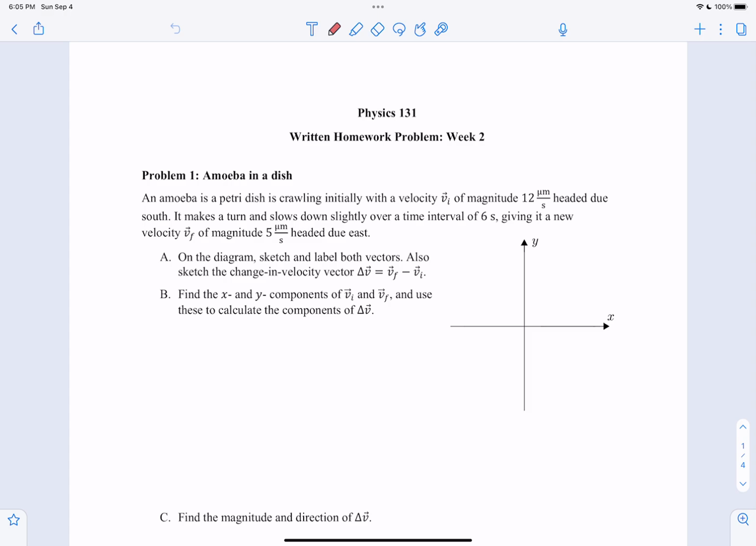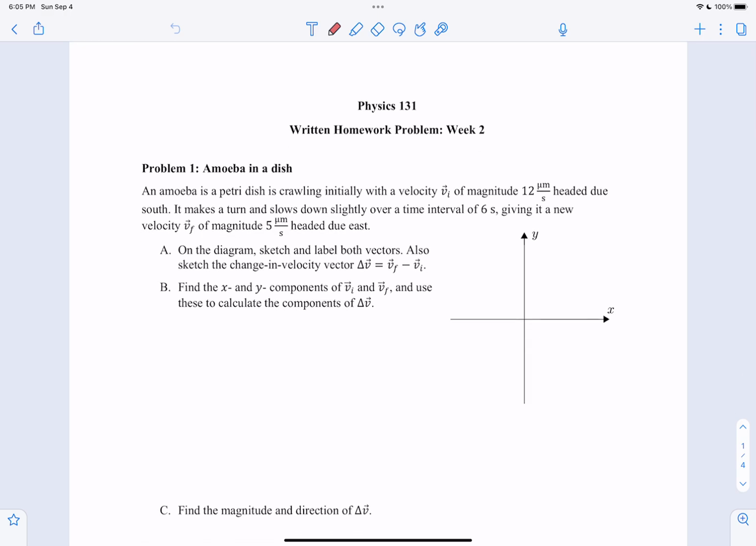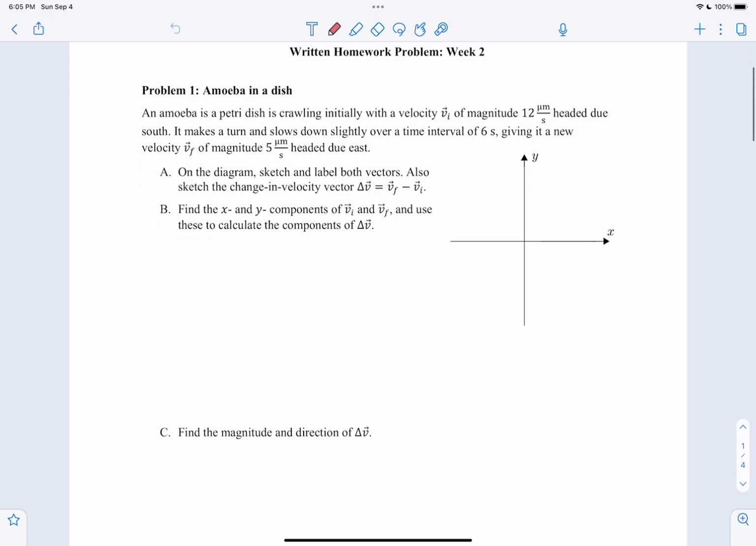So we have problem 1, amoeba in a dish. It says an amoeba is in a petri dish, and it's crawling initially with a velocity vi of magnitude 12 micrometers per second, headed due south. It makes a turn and slows down slightly over a time interval of 6 seconds, giving a new velocity vf of magnitude 5 micrometers per second headed due east, right? So we have an initial velocity component and a final velocity component, and they're giving us the magnitudes of each and then the directions as well.